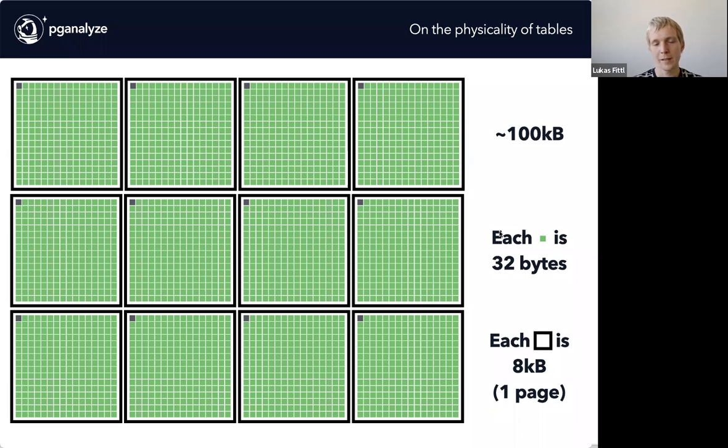Now, this is a table. It's a small table. So this is a table of about 100 kilobytes. Each of these little green squares is 32 bytes. And each of the larger surrounding black squares is 8 kilobytes.